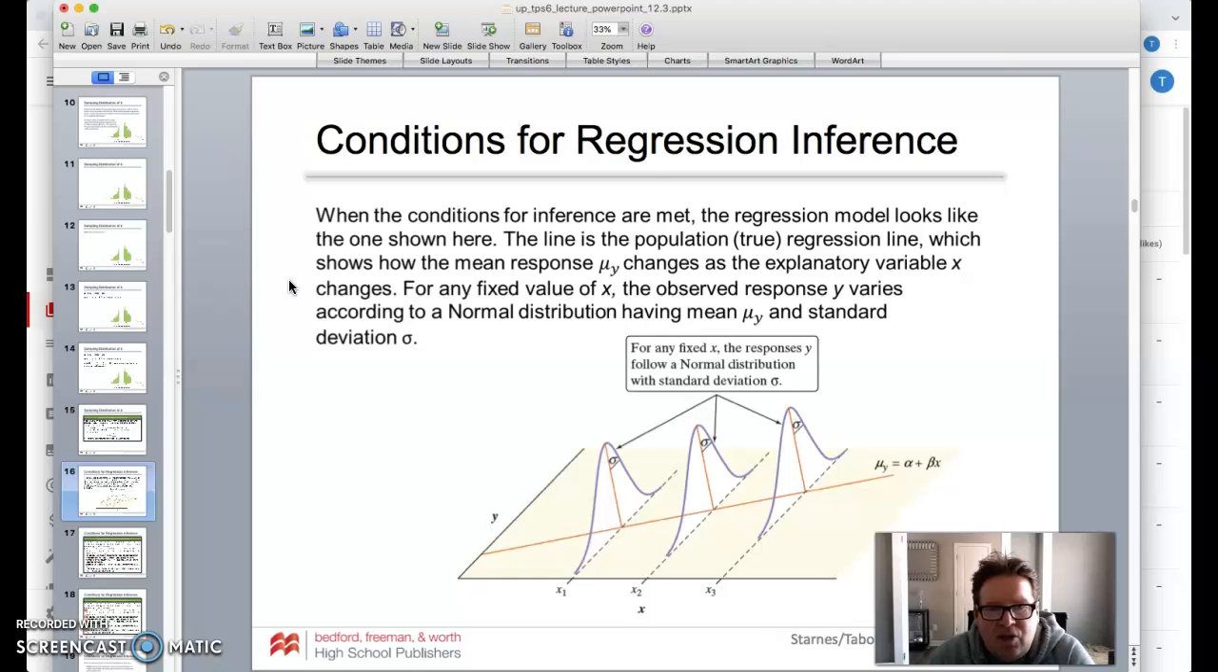All right, so now when the conditions for inference are met, the regression model looks like the one shown here. The line is the population regression line, which shows how the mean response mu sub y changes as the explanatory variable x changes. Now, for any fixed value of x, the observed response y varies according to a normal distribution having mean mu sub y and standard deviation sigma. And we can see that graph there.